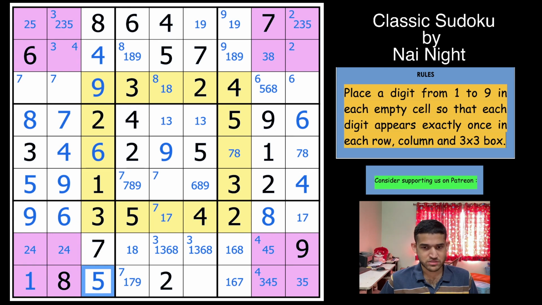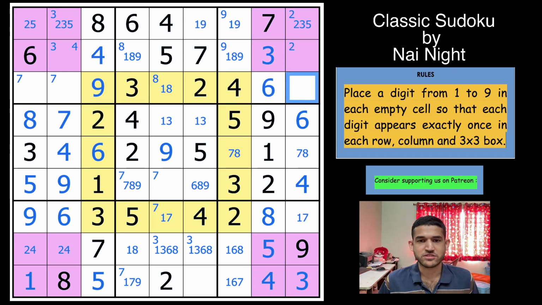And 5 is here, so this is 3. This is 4. This is 5. And 8 is here. This is 3. And this column can be completed. That's a 6. So I don't think there is any logical way to complete this Sudoku, guys.